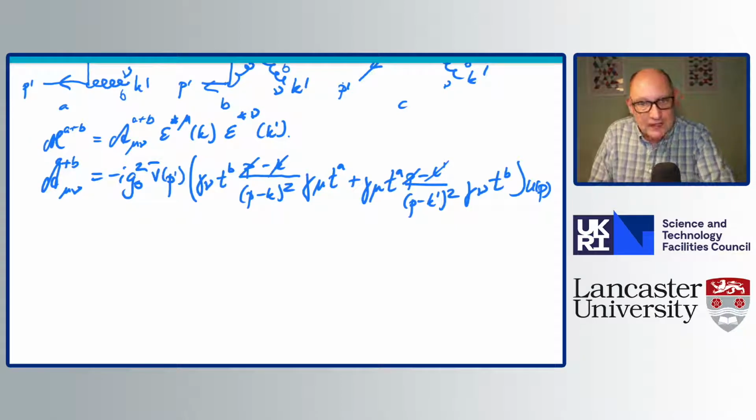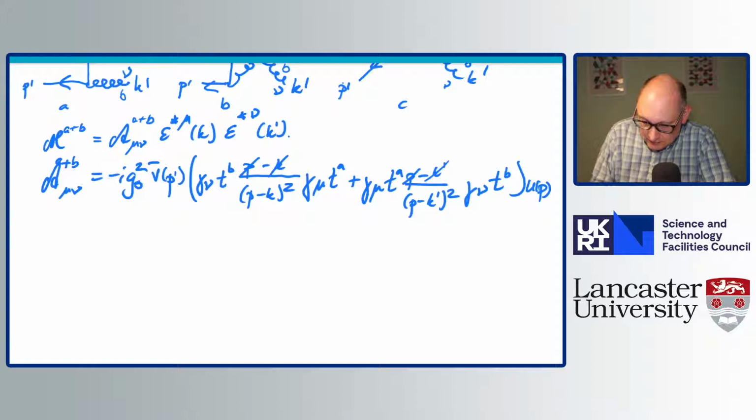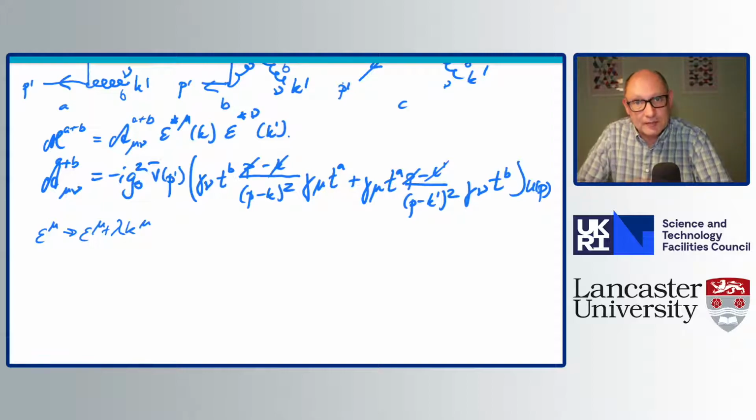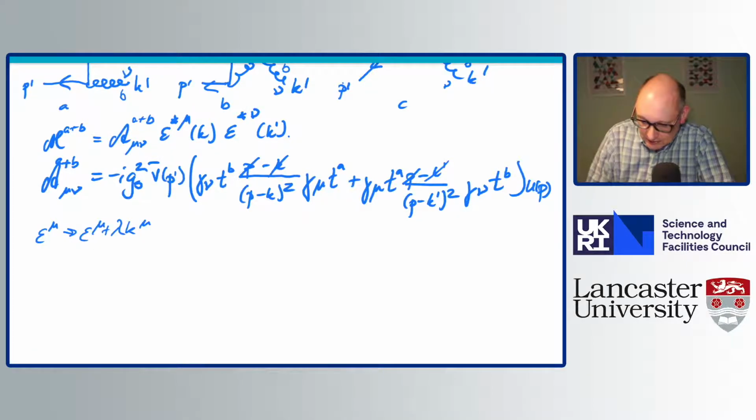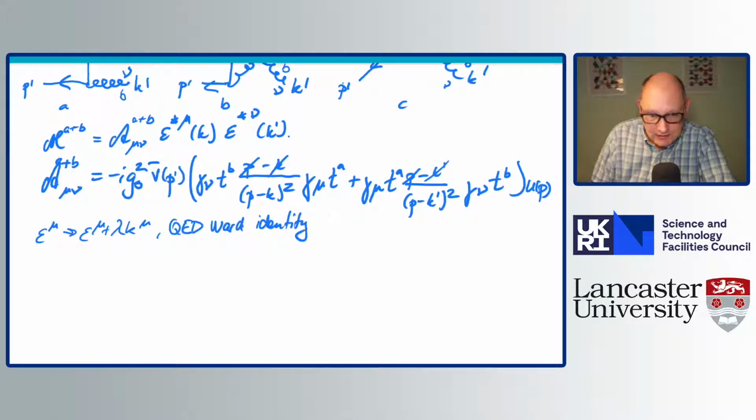So remember that in QED, if we were to check for gauge invariance, we would contract A^{mu nu} with k_mu, because if we were to send these polarization vectors epsilon mu into epsilon mu plus lambda k mu, then we would expect the amplitude to be invariant, and that means that k_mu contracted with A^{mu nu} should be zero. So the QED Ward identity would say that in QED, A^{mu nu} k_mu is equal to zero.